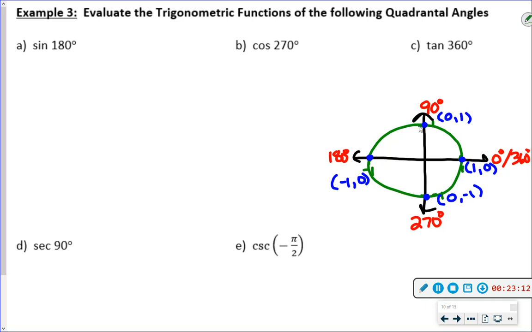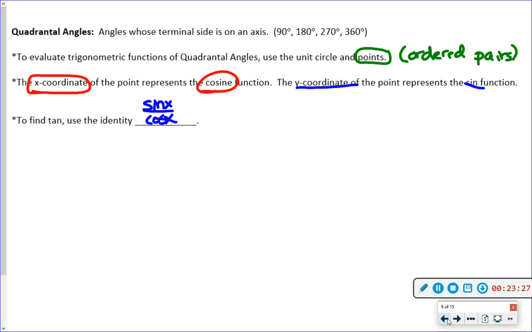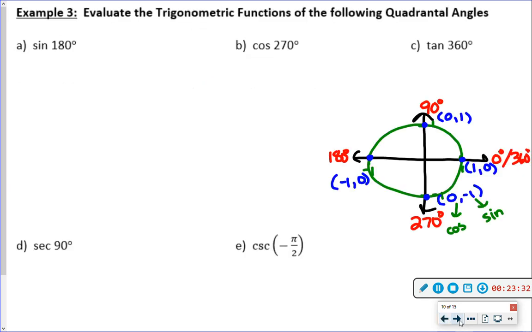Now, remember, the points give you a lot of information because all the x coordinates are the cosine, all the y coordinates are the sine. And if I need tangent, I'm going to have to do sine divided by cosine. Big whoop, but I'm going to have to divide some stuff. Okay. So once you have the picture, you can do all the quadrantals off it. So I'm doing sine of 180, first one. So I'm looking at 180. Sine is the y coordinate of that point. 0. Done.